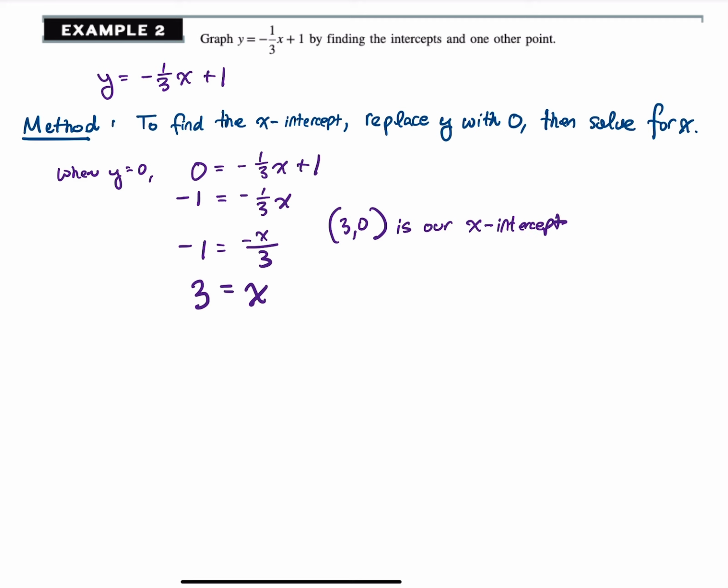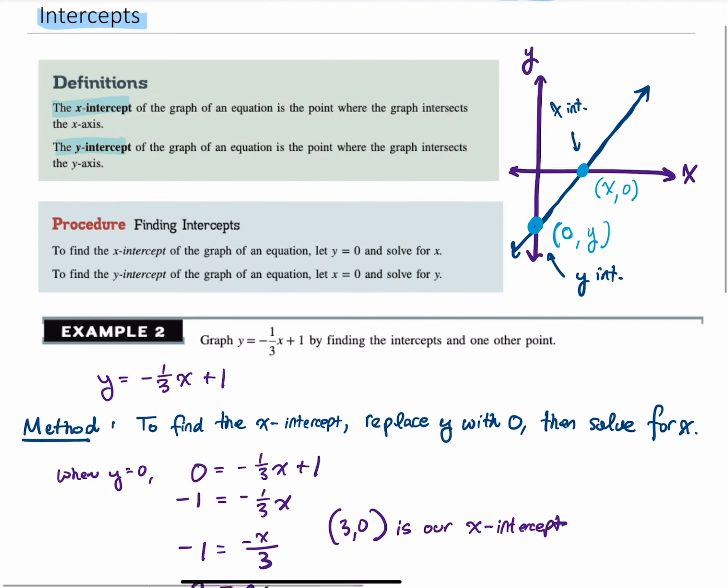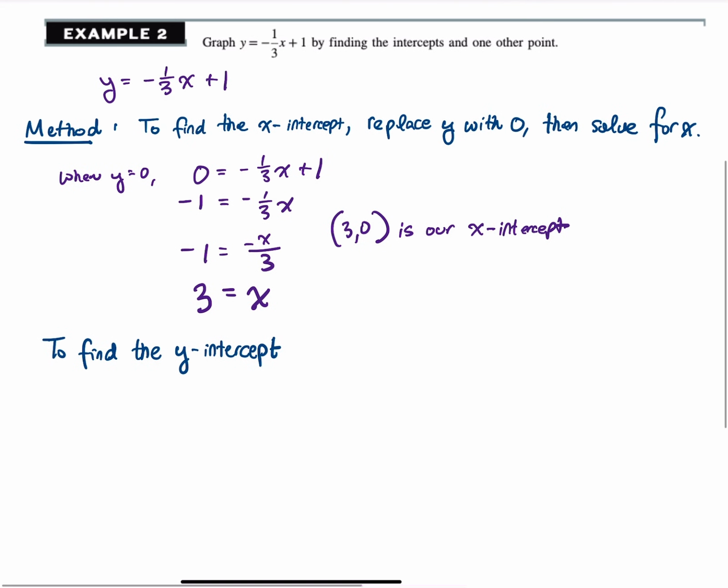So we get 1 point. So let's do the same thing for y. So we can say to find the y-intercept, you can probably see where we're going with this, but remember the y-intercept occurred at an x value of 0, because we're on the y-axis. So let's just plug in 0 for x. So to find the y-intercept, replace x with 0, then solve for y.